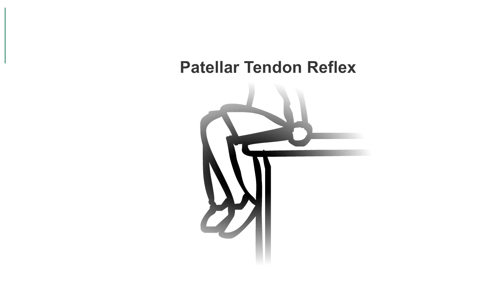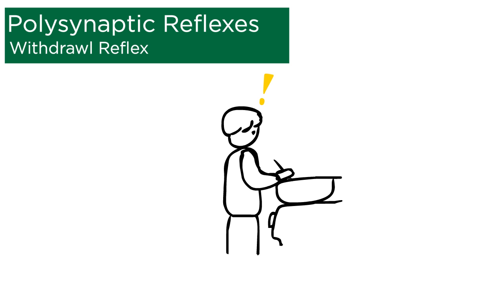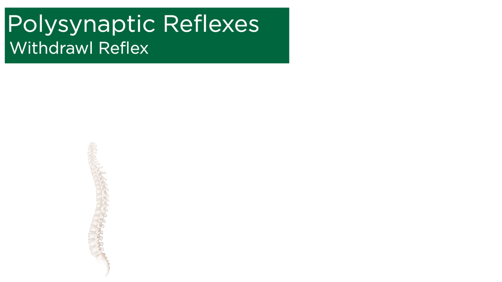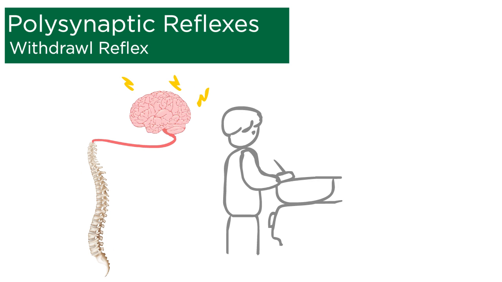Similarly to the patellar tendon reflex, the actual act of withdrawing your hand from a stove is also accomplished solely at the level of the spinal cord. However, signals are still sent to the brain in order to tell you that you're in pain and to aid in the formation of memories about what just happened.